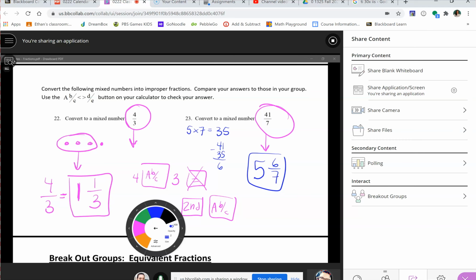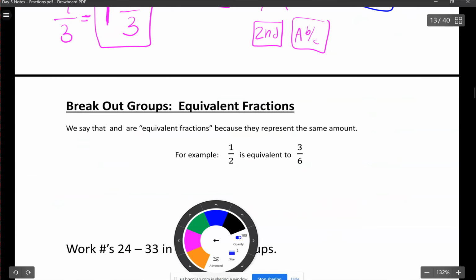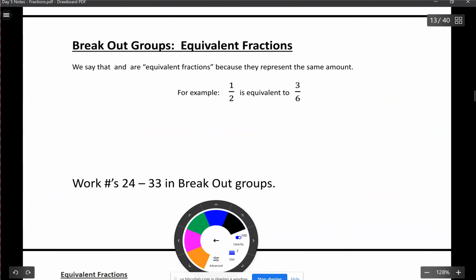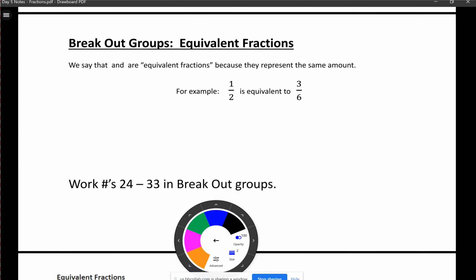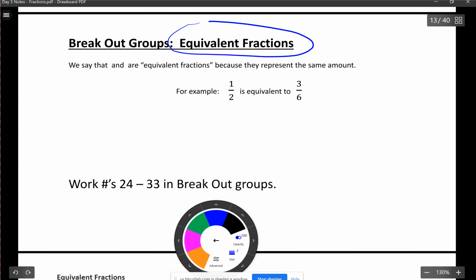Okay, so we're going to go to breakout groups for a minute so you can just stop hearing me talk for a while. In your breakout groups, you're going to work some questions about equivalent fractions.